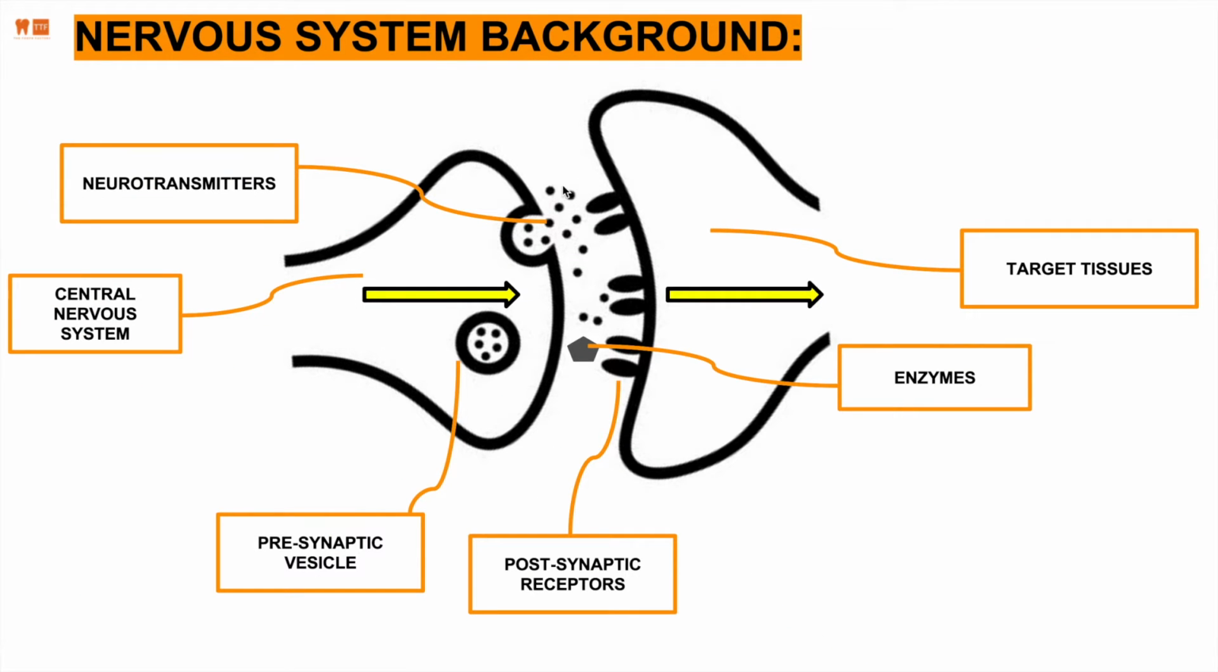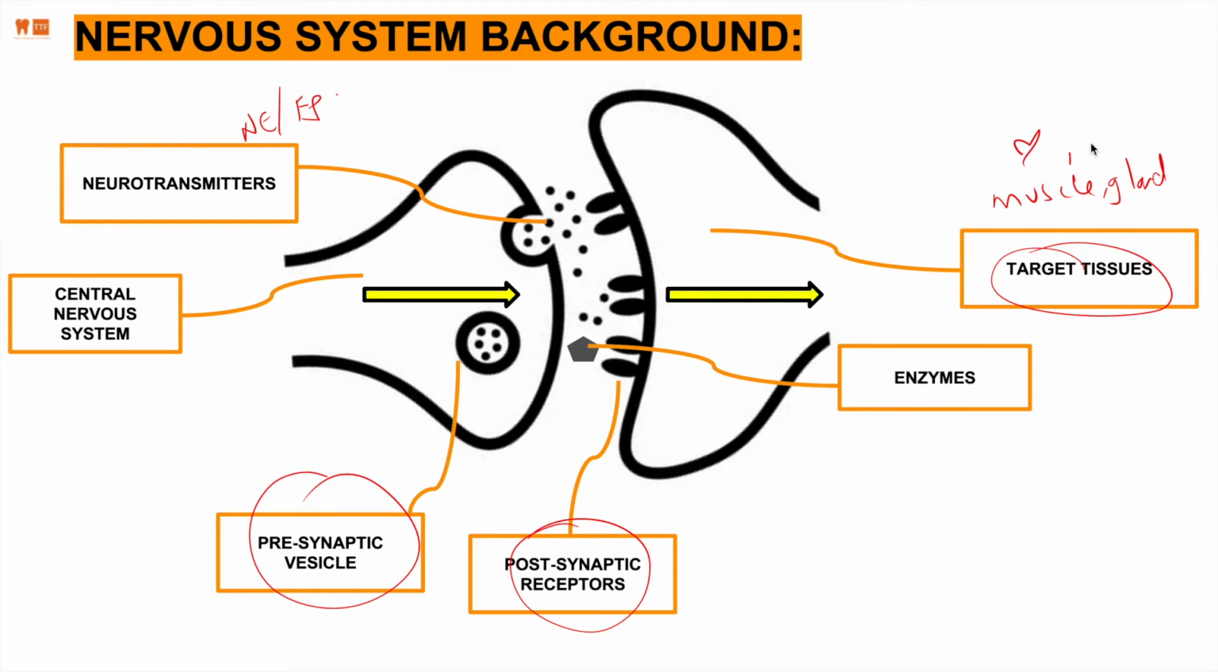This is what a synapse looks like. This is neurotransmitters between the presynaptic vesicles and the postsynaptic receptors. This is what we are going to speak about today, norepinephrine and epinephrine. The impulse goes in this direction towards target tissues. Again, they could be things like muscle, gland, heart, eyes, and many more.